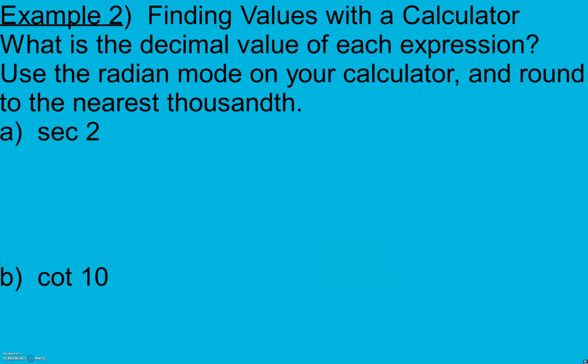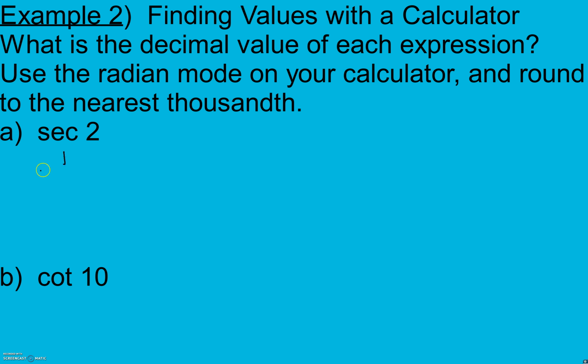Step 2 is finding the values with the calculator. What is the decimal value of each expression? Use the radian mode on your calculator and round to the nearest thousandth. So we always use radians unless they have a degree drawn in. So since there's no degree there, we know it has to be in radians. So make sure your calculator's in radians.